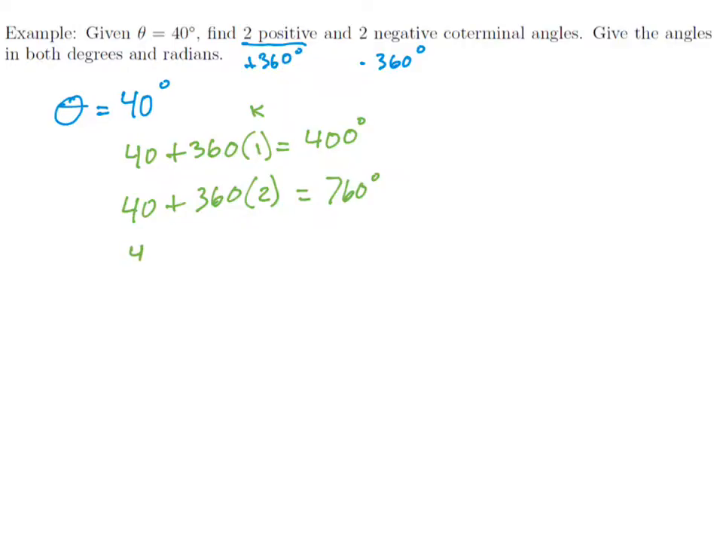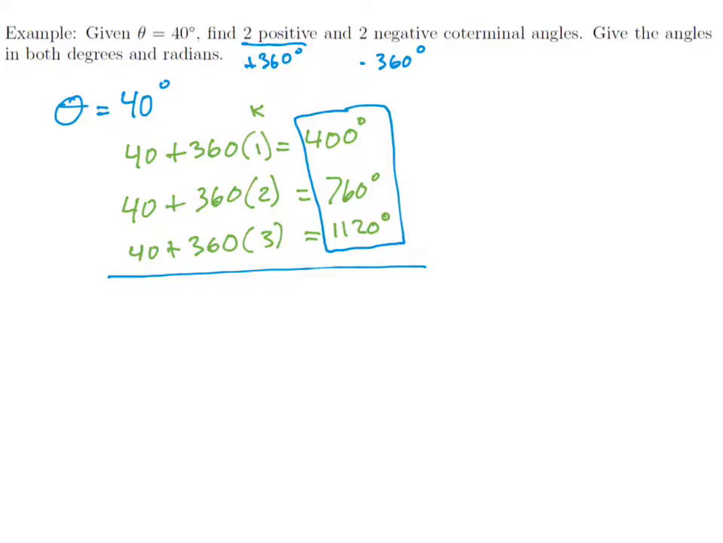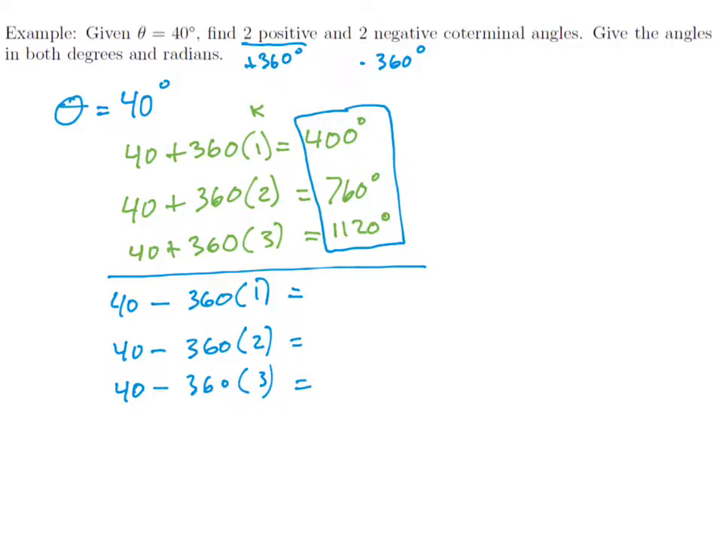Now we could keep going. 40 plus 360 times 3, and that's equal to 1120, and so on and so forth. So we have three positive coterminal angles. To come up with the negative coterminal angles, we're going to take 40, but now we're going to subtract copies of 360. So k value of 1, k value of 2. We could pick any k value. We could do 10, 20. It just makes sense to use small k values here.